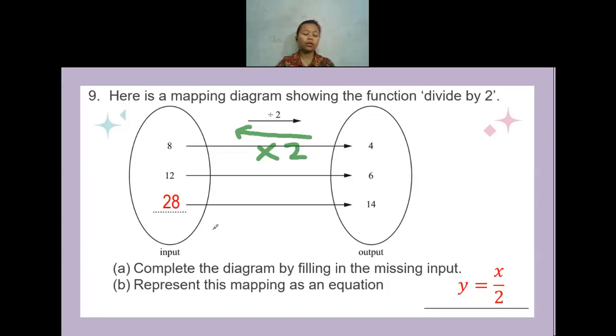And then for question B, represent this mapping as an equation. You already have the rule divide by 2, so just do x divided by 2. It will be y equals x over 2.